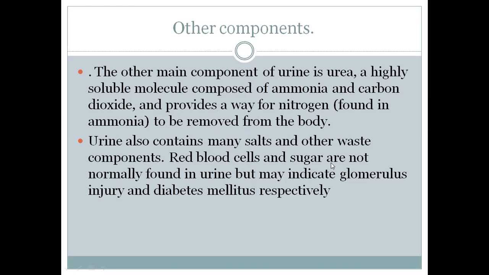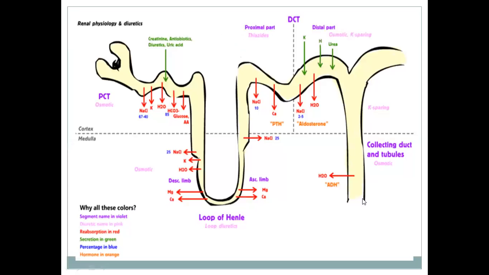Red blood cells and sugar are not normally found in urine. If they are present in urine, then that means that the glomerulus is either injured or we are facing a problem of diabetes mellitus. So red blood cells and sugar are not present in the urine, and amino acids are not a healthy part of the urine either. Urine mainly contains urea, water, some useless salts, and some unwanted materials.